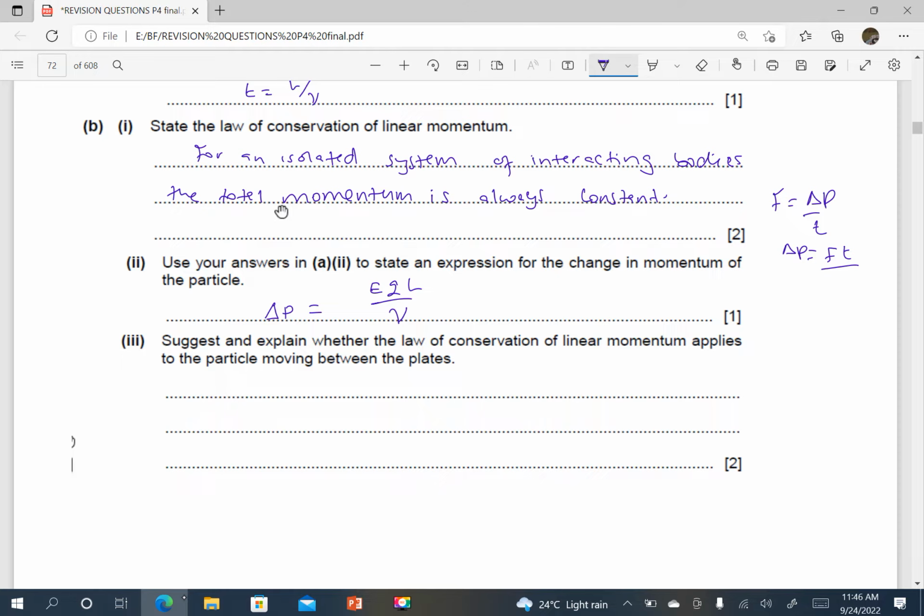So if the charged particle is not an isolated system, then the law of conservation of linear momentum does not apply. That's one way. The second way, we can look at the system to be the particle and the plates. When a particle interacts with the plate, it exerts a force on the plate, and the plate must be exerting an equal but opposite force onto the particle. Therefore, in that case, the resultant would be 0. So we can say in that case, the law of conservation of momentum applies. So for the first case, the charged particle is not an isolated system.